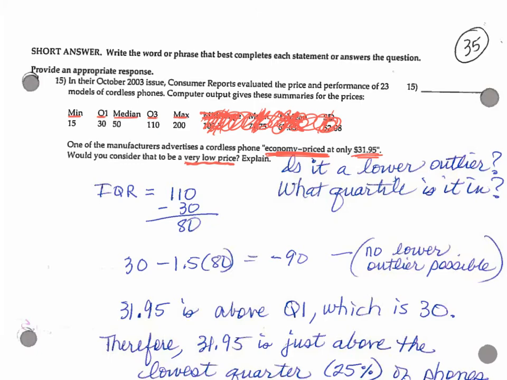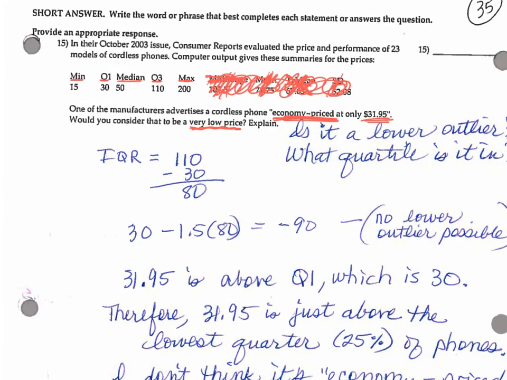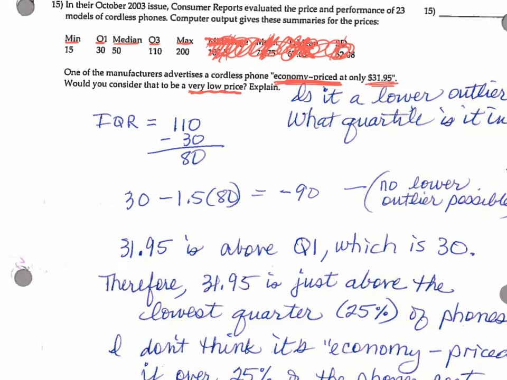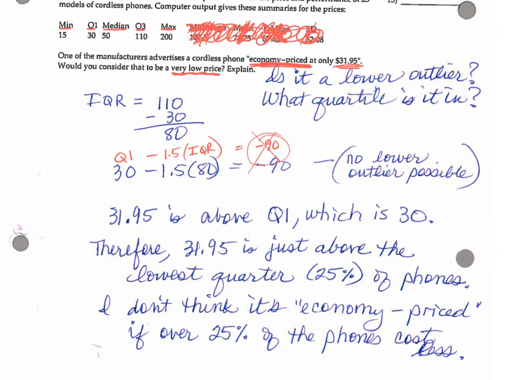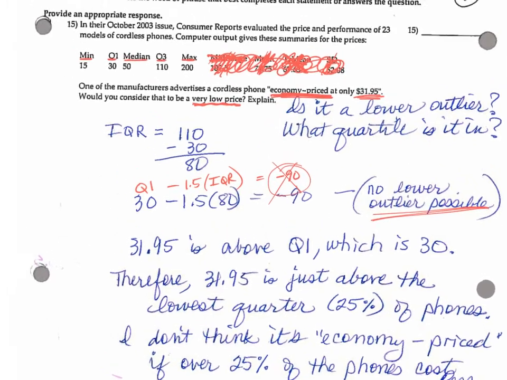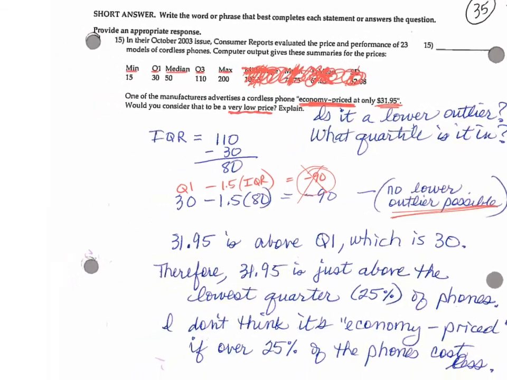So I computed my IQR. It is Q1 minus 1.5 IQRs. And that gave me, lo and behold, negative 90. So I'm pretty sure there's nothing below negative 90. So we have no lower outlier possible because that fence is at negative 90. So that's kind of out of the question. So then I got to thinking. Let's think about this, okay?